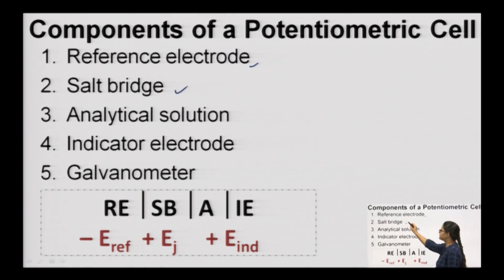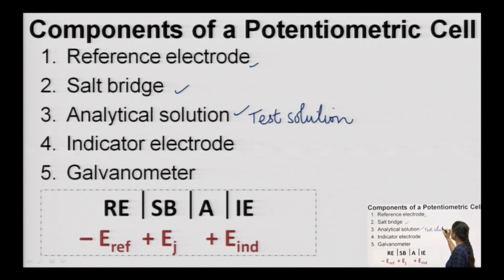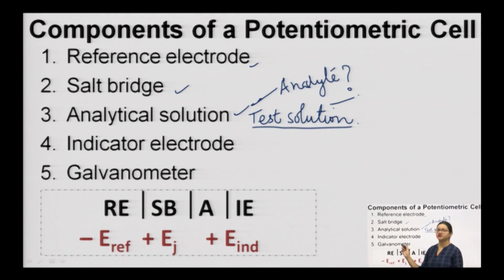Then the salt bridge is the connector between the two electrolytic solutions, or two electrodes in which solutions are dipped. What are the functions of the salt bridge? We will study that in our next lecture. Then the analytical solution or test solution is the solution of analyte in which your electrodes are dipped. Okay, we have to find out its concentration.